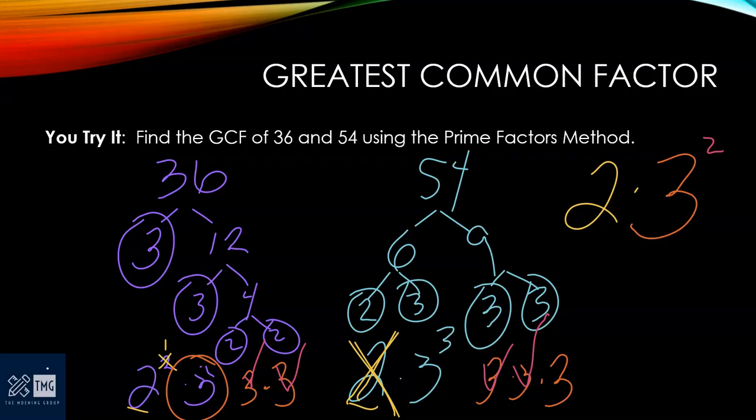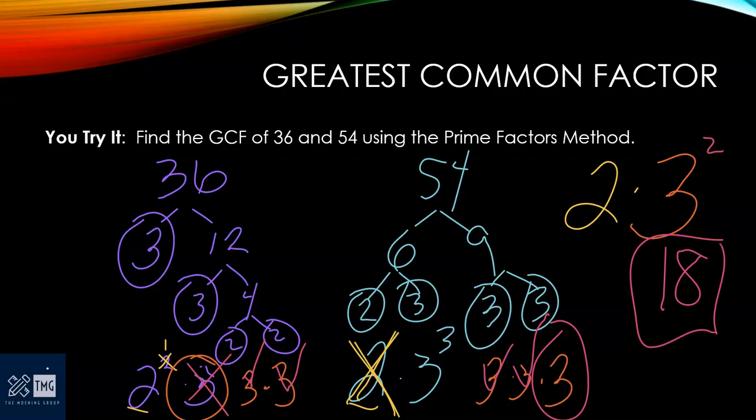So that's why during our rules, we talked about the lowest exponent, because if I have 3 squared, I can only take 2 of those 3s out of each one. I will have an extra 3 over here in the 54, but I'm all out of 3s in the 36. So I just end up with 2 times 3 squared, which is 18.